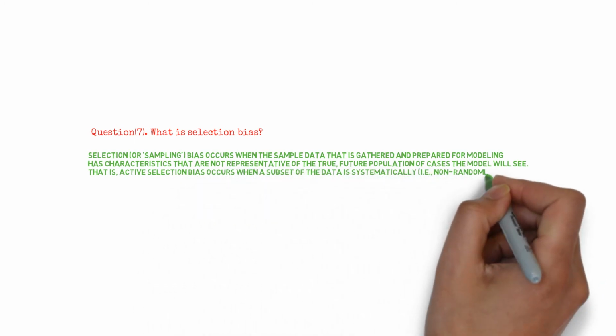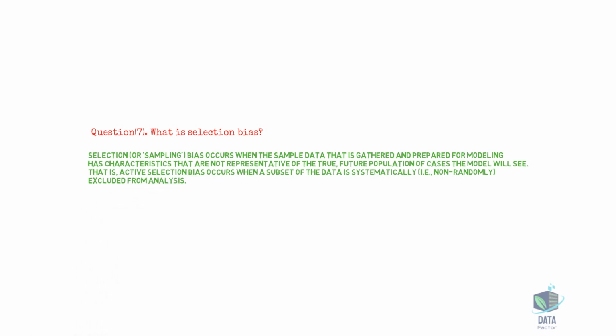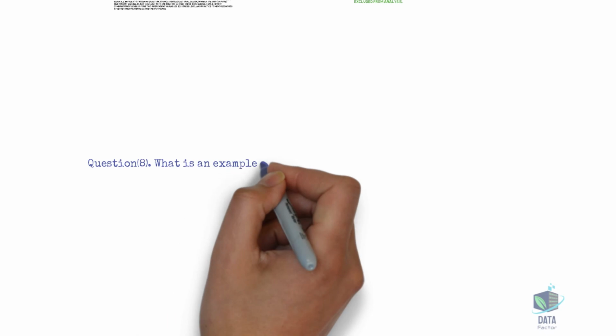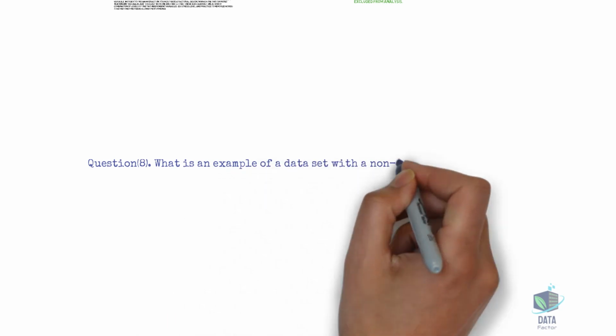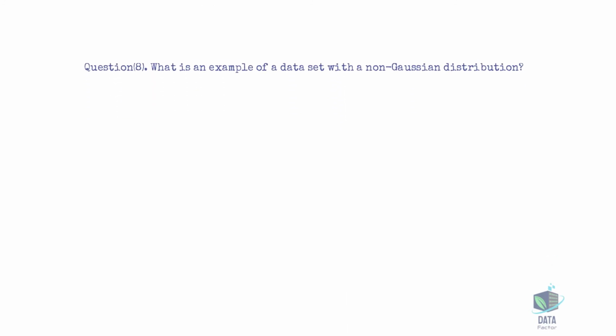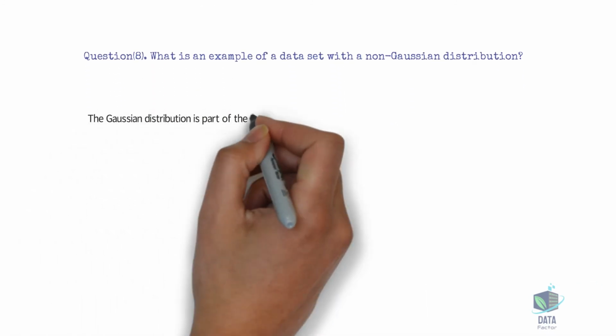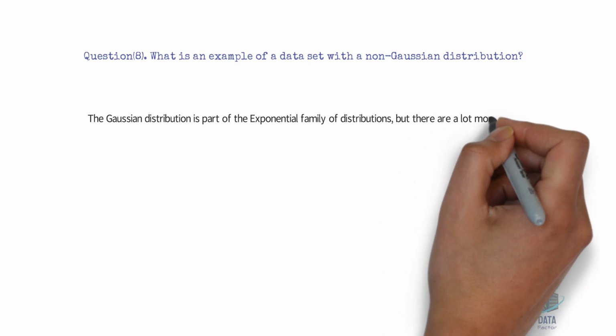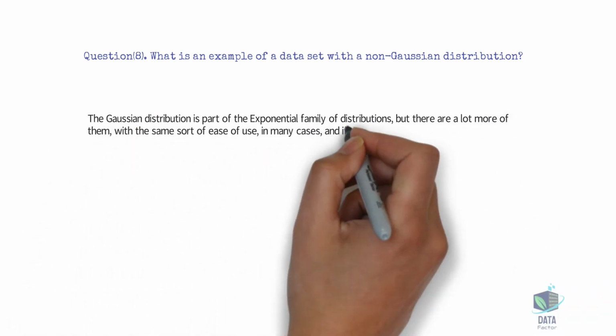Question 8. What is an example of a dataset with a non-Gaussian distribution? Answer: the Gaussian distribution is part of the exponential family of distributions, but there are a lot more of them, with the same sort of ease of use, in many cases, and if the person doing the machine learning has a solid grounding in statistics, they can be utilized where appropriate.